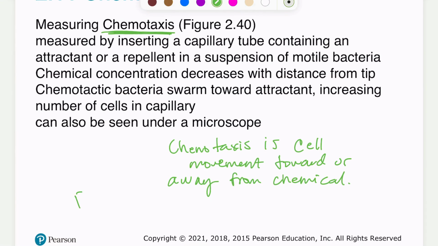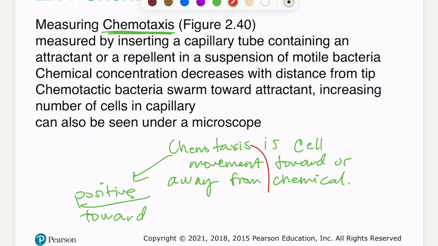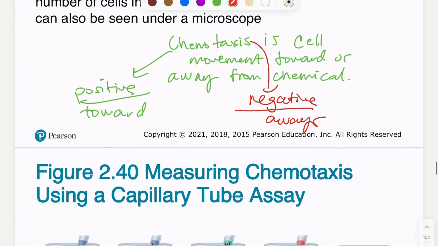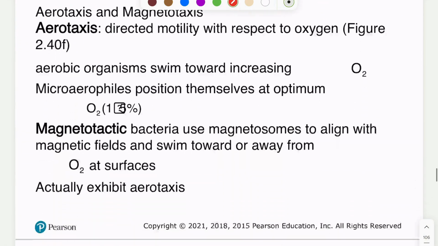So if it's positive chemotaxis, that means it's going toward, so it wants that thing, like food. And then if it's negative chemotaxis, then that's going to move away, right? So it's going to move its flagella away from that chemical. So we're going to skip that, but I wanted to show you some different chemotaxis.